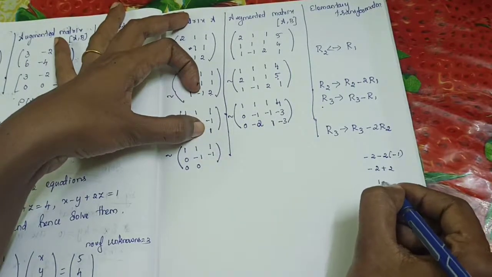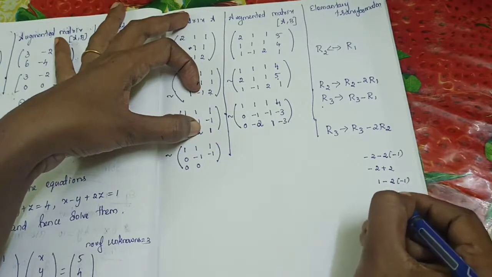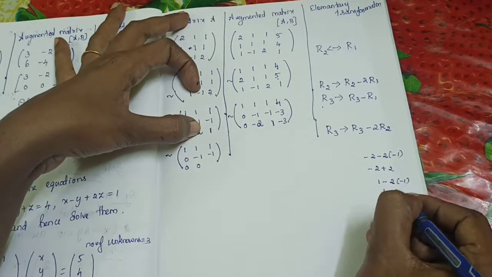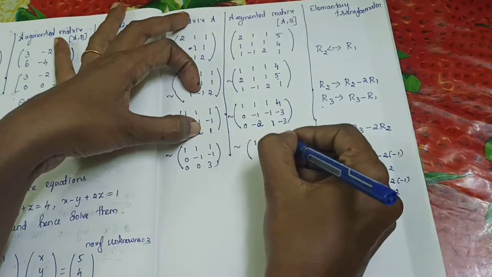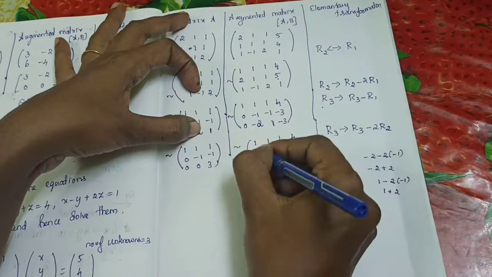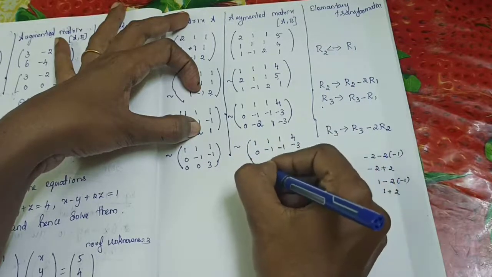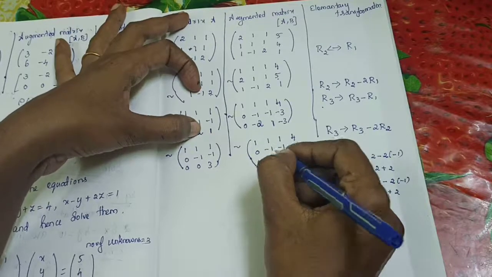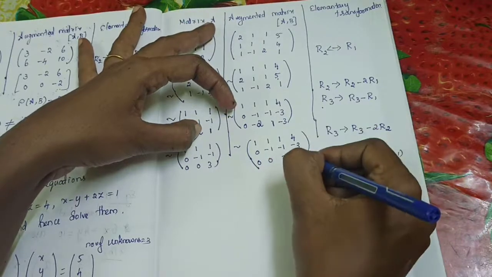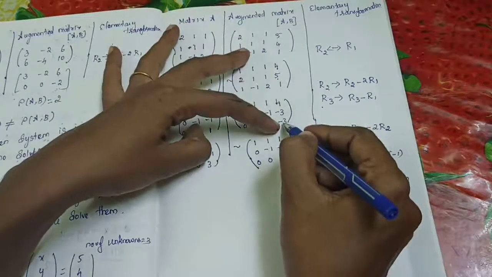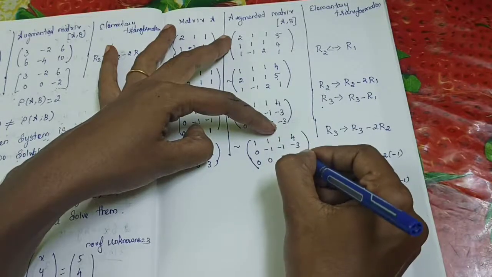Here 1 minus 2 into, again there one minus 1 is there. So 1 plus 2. So how much? 3. So we can copy all this to here. 1 1 1 4. Then 0 minus 1 minus 1 minus 3. Again the next one 0 0 0 3. Last entry alone. That is minus 3 minus 2 into 3. That is you will get as 3.